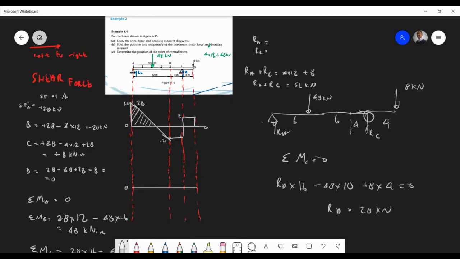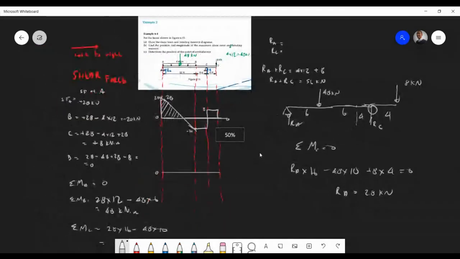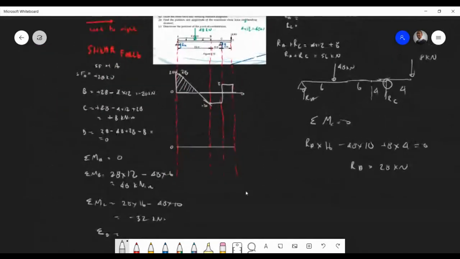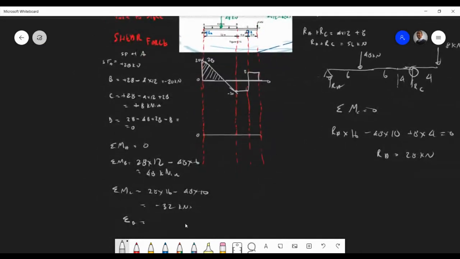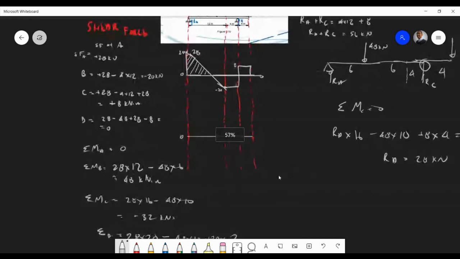Okay. And I see my mistake now. I swapped A and C. That's my mistake. Oh, I see. So then if you're taking moments over here, that's 28 times 20 minus, what was it again? 48 times, that's going to be 6, 14, and then plus 28 times 2, and you should get 0. Your moments at the end always should be 0.